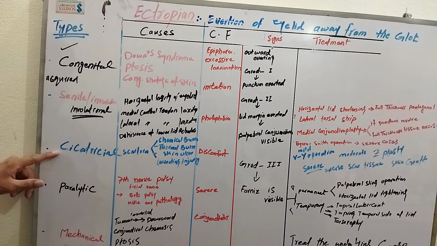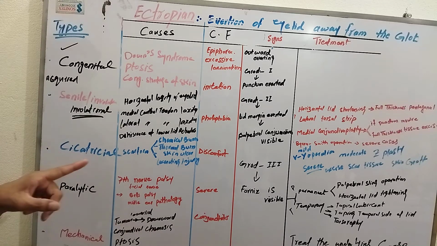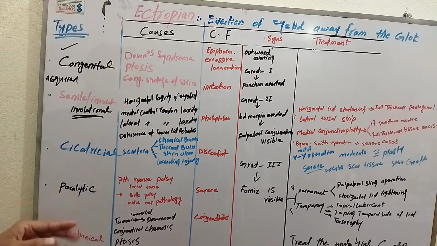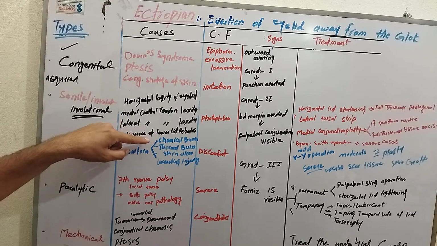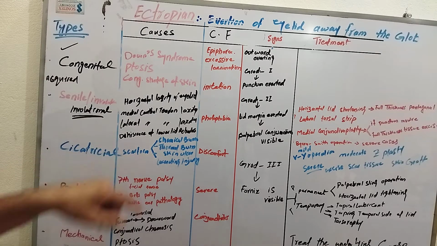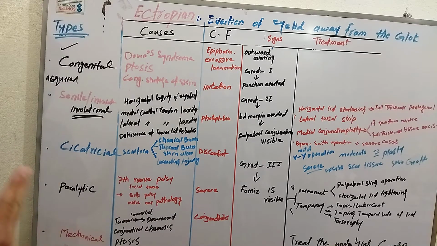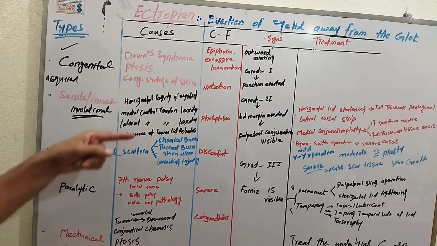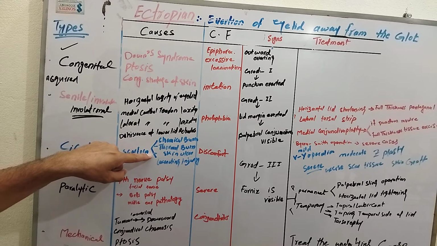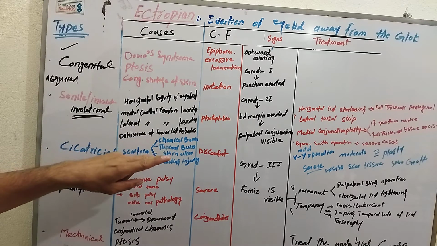Now, what are the causes of cicatricial? You can tell from the word cicatricial that it means there is scar formation. Why does scar formation develop? Because of chemical burn, thermal burn, skin ulcer or lacerating injury. There are four causes of scar formation in cicatricial ectropion. First one is chemical burn, second is thermal burn, third is skin ulcer, fourth is lacerating injury.